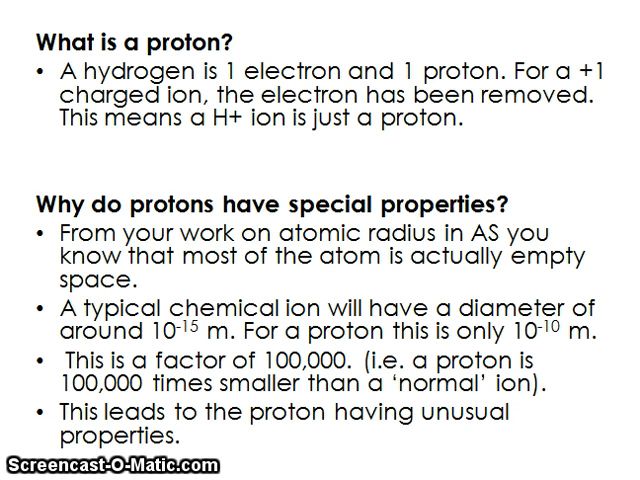So a typical chemical ion is going to have a diameter of about 10 to the minus 10 meters. For a proton, this is only 10 to the minus 15. Sometimes it's difficult to see the factors involved when we have numbers in standard form, but this is a factor of 100,000. So a proton is 100,000 times smaller than a normal ion. And this difference in size leads to the proton having unusual properties.